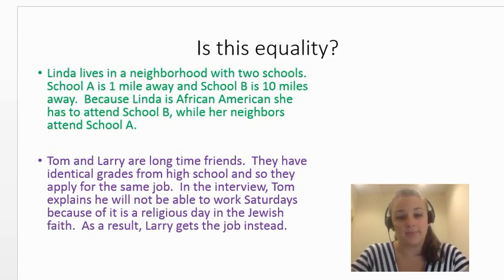Let's do another example. Let's say that Tom and Larry are longtime friends. They have identical grades from high school, and so they decide that they're going to apply for the same job. While they're in their interview, Tom explains to the boss that he might not be able to work Saturdays because it's a religious day in the Jewish faith, and he is Jewish. As a result, Tom doesn't get the job, but Larry does. Now, this is another example of inequality because Tom is being treated differently than Larry because of his religion.